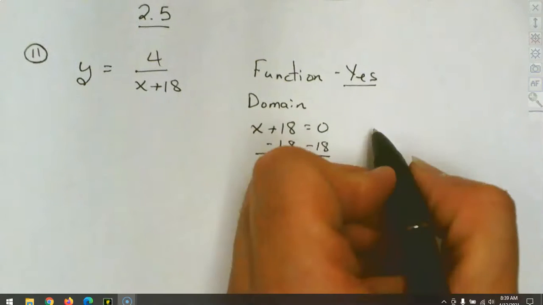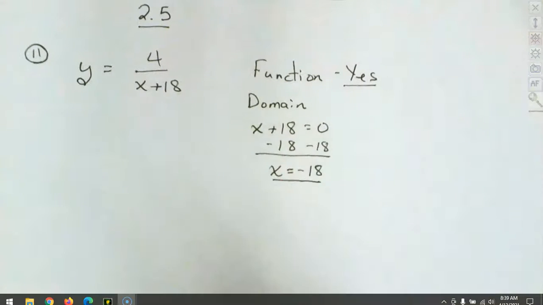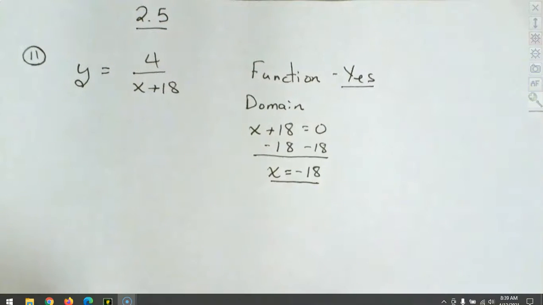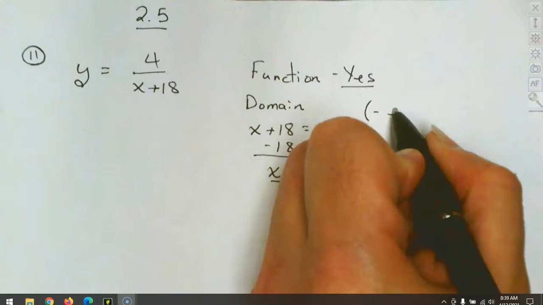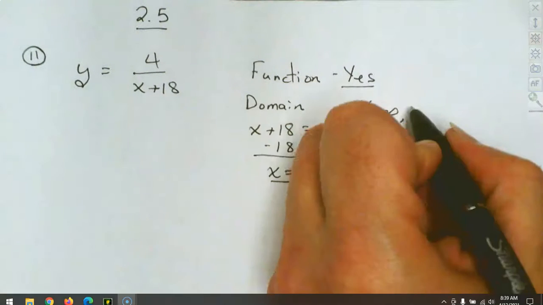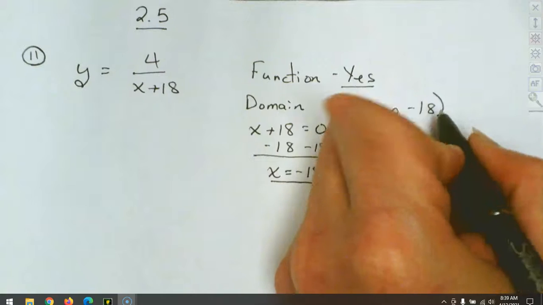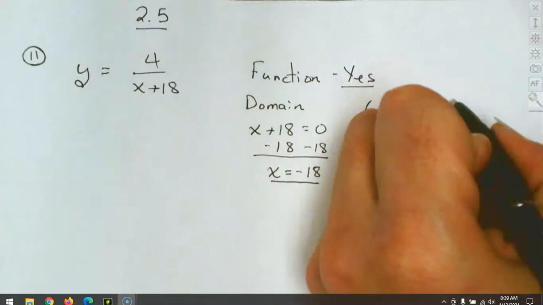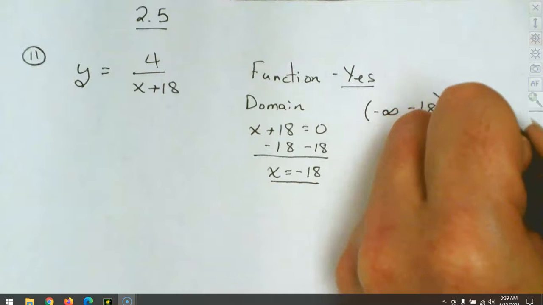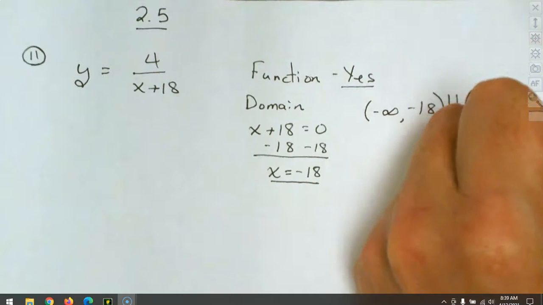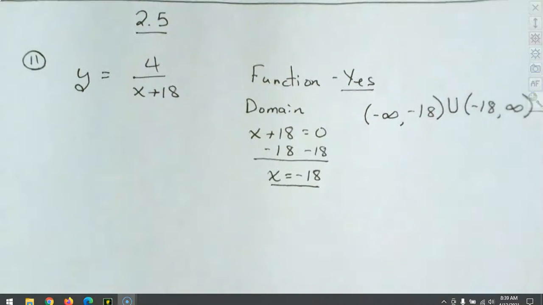So what would our domain then look like? Well, our domain is going to be all possible values of x except for what? Negative 18. So how do we write that? We write that as negative infinity to negative 18, all with parentheses. Then we use a U for union. Negative 18 to positive infinity there.